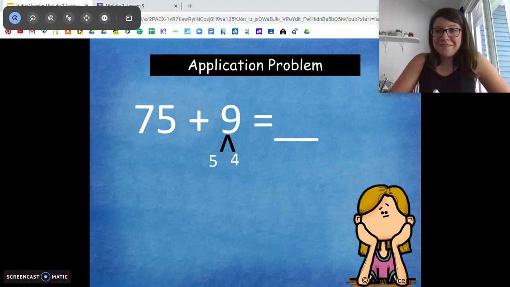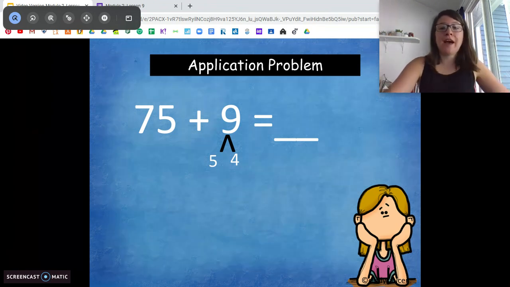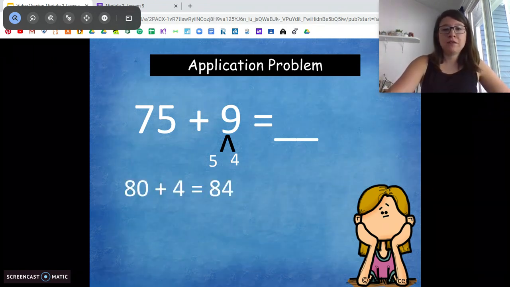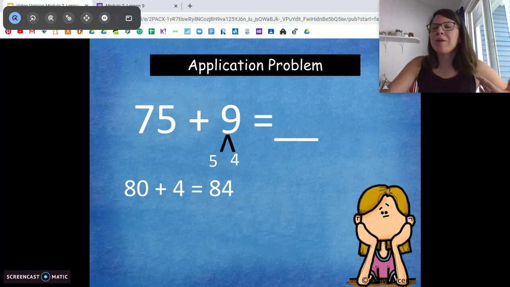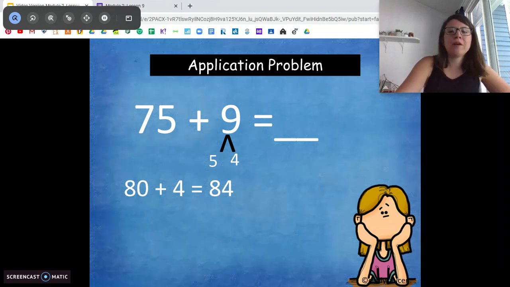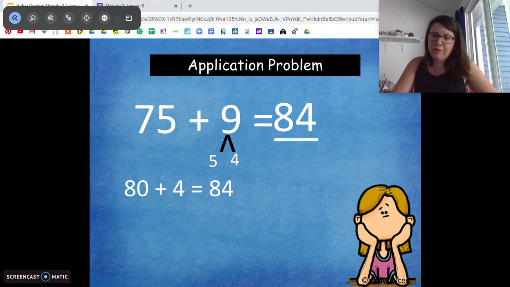You got it? Okay, what's our first step? Good, we're going to make a 10. So we have 75 and we're going to add 5 to get a 10, which is going to get us 80. They skipped that step. And then we're going to add those 4 extra ones in to get 84. So our answer is 84. And what does the 84 mean? Is it 84 monkeys?